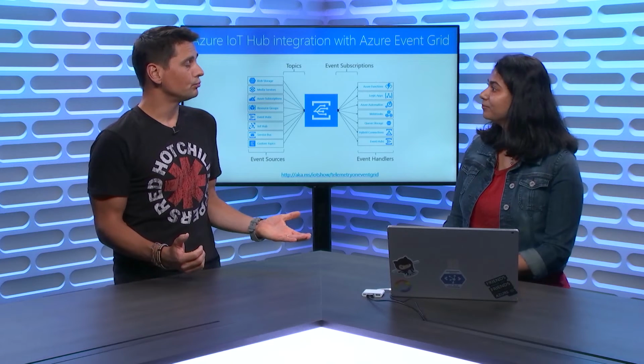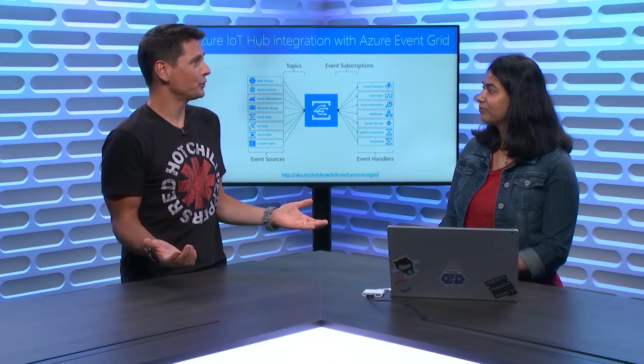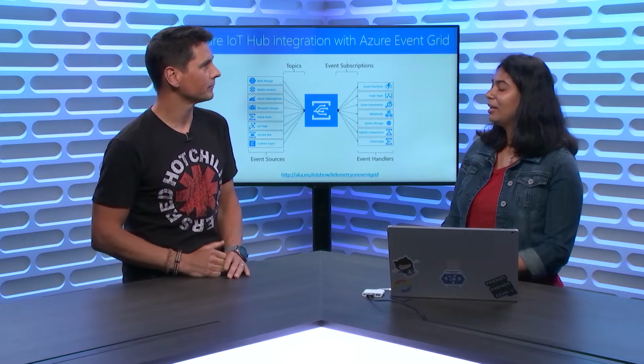So I have a stupid question. Why then, if a device, why do I need to go through IoT Hub? Like, couldn't a device directly post a message on Event Grid to trigger something? IoT Hub gives you the benefit of having per device identity and security, which is really important in IoT scenarios usually. So that's a big benefit of going through IoT Hub.